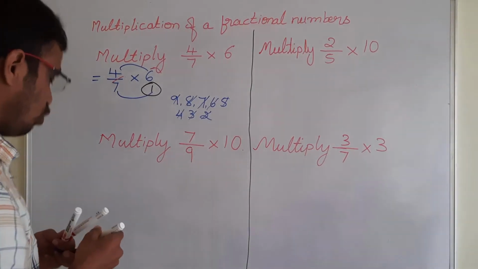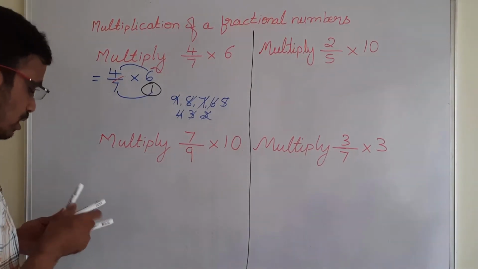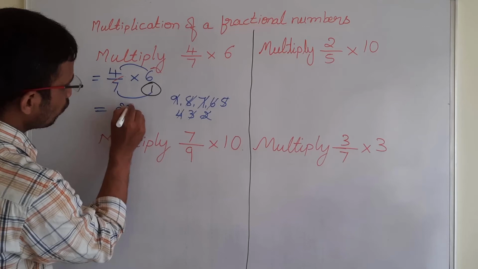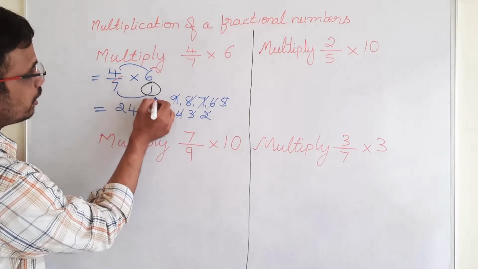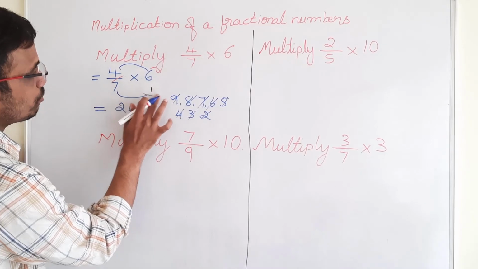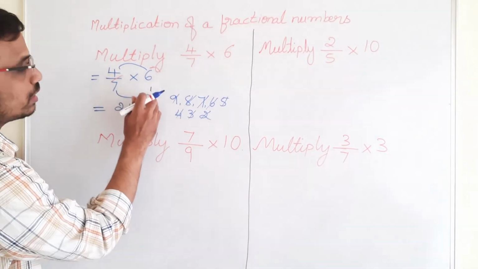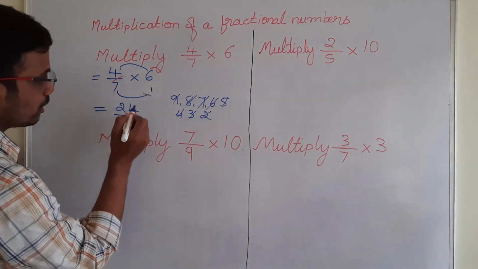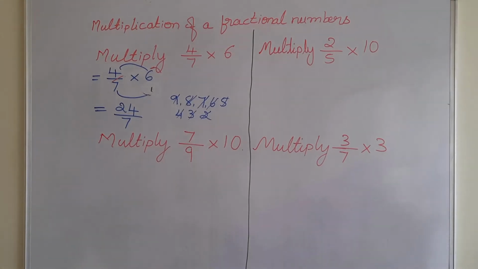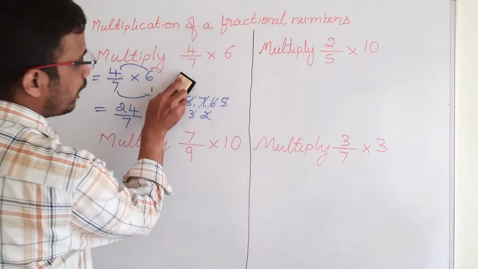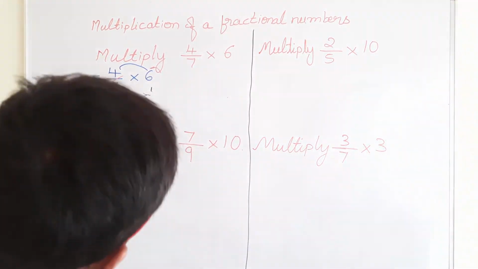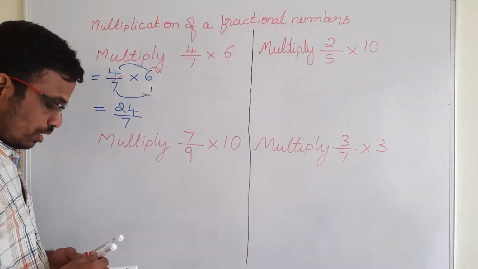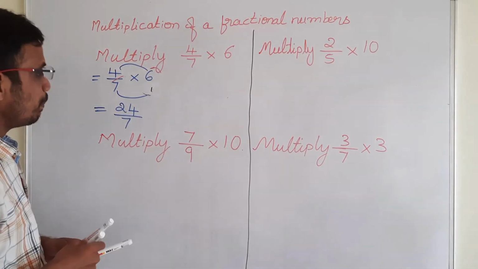Now when I multiply numerator into numerator, I get 4 into 6 as 24. For the denominator there was no number, and I told you to remember there is a number 1. So 7 into 1, I got the answer as 7. This is the product of the fraction and the whole. But as you can see here, this numerator is bigger than the denominator. We need to convert this into a mixed fraction.